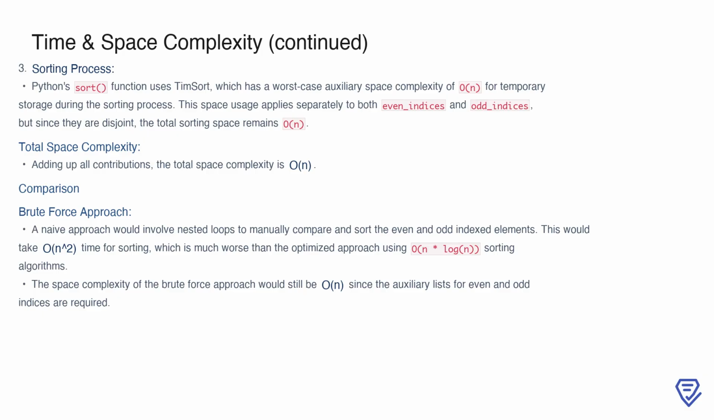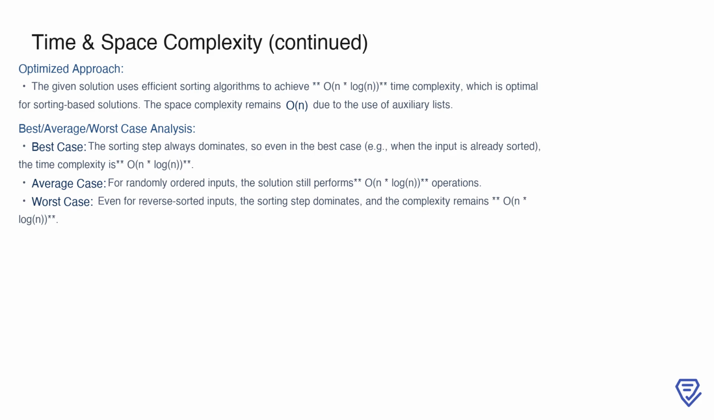The optimized approach leverages efficient sorting algorithms to achieve an O(n log n) time complexity, which is optimal for sorting-based solutions. The space complexity remains O(n), due to the use of auxiliary lists. Let's also analyze the best, average, and worst-case scenarios.